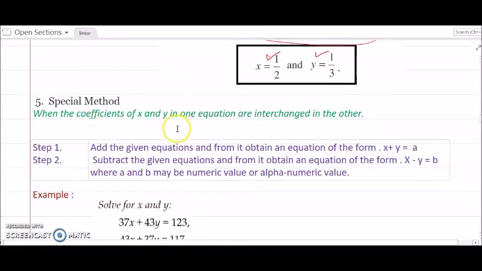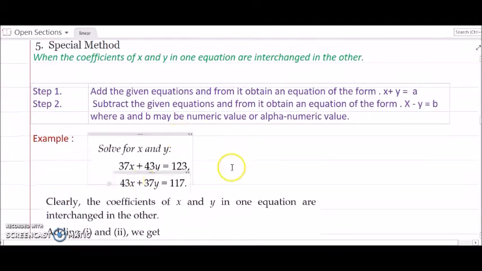So now look at this. Observe this pair of equations. 37x plus 43y is equal to 123. 43x plus 37y is equal to 117. Look at this pair of equations carefully.